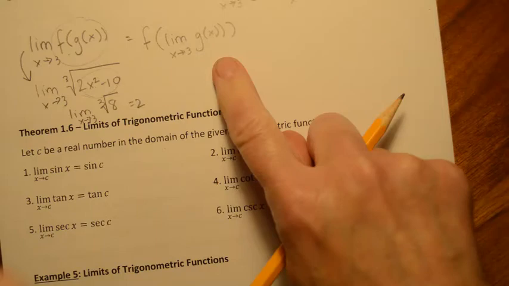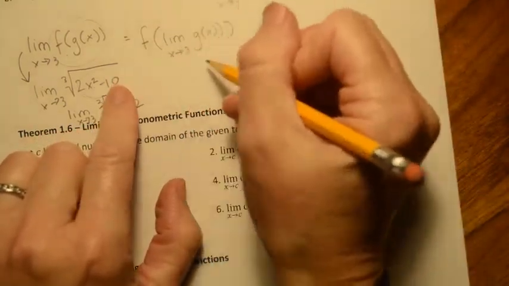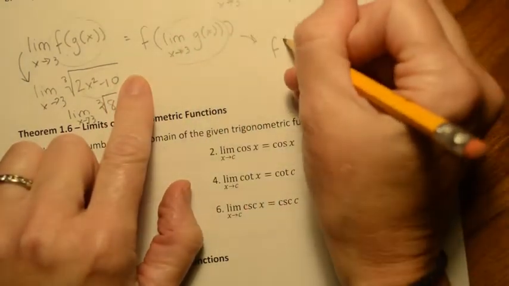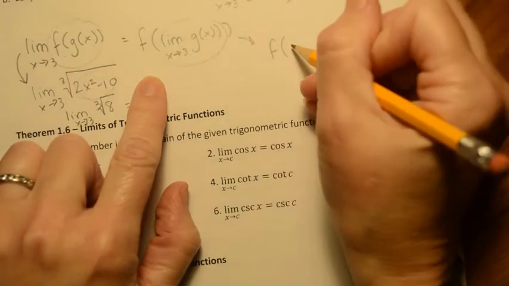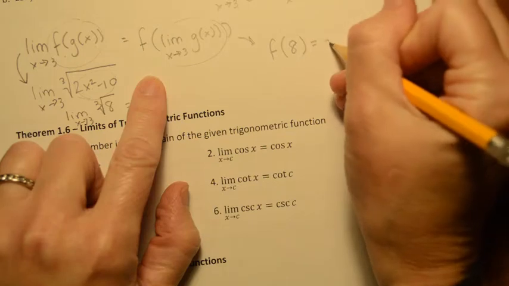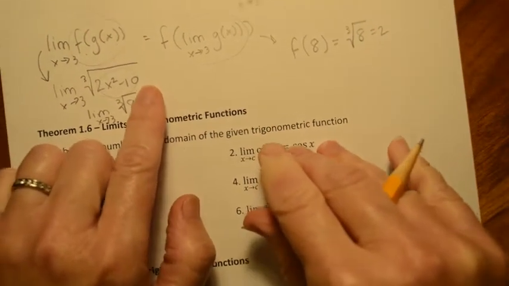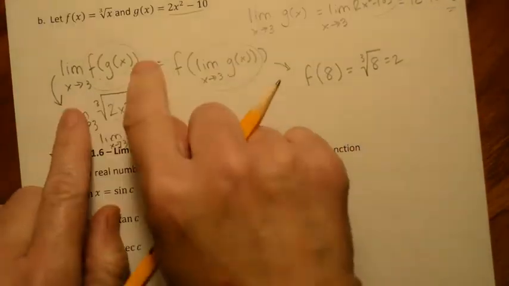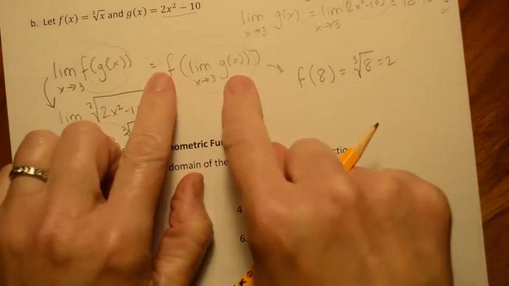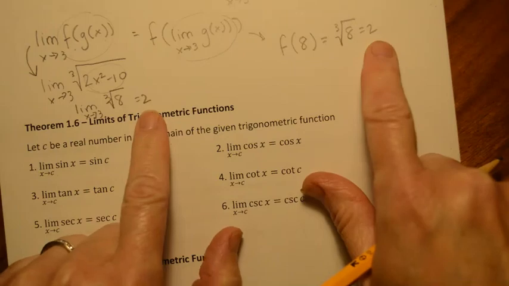And again, using that theorem 1.5, it's saying it's also true that it is just f of the limit of g of x. All right, the limit of g of x we just found was 8. And f of 8 is the cube root of 8, which is 2. All right, so it's telling us that we can do either way: we can find f of g and then take the limit, or we can just take the limit of the inner function and then take f of that. Either way we end up with 2.